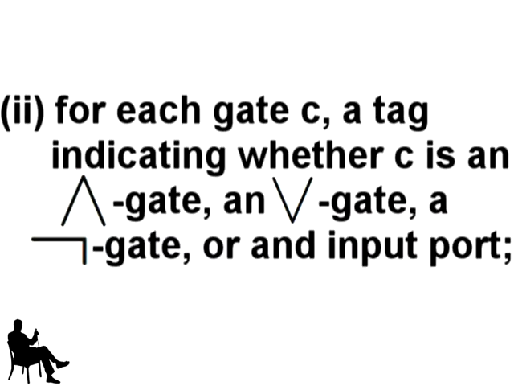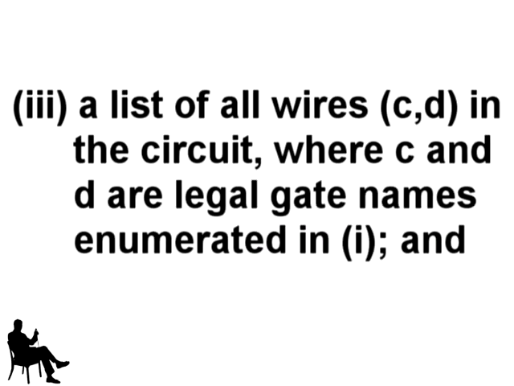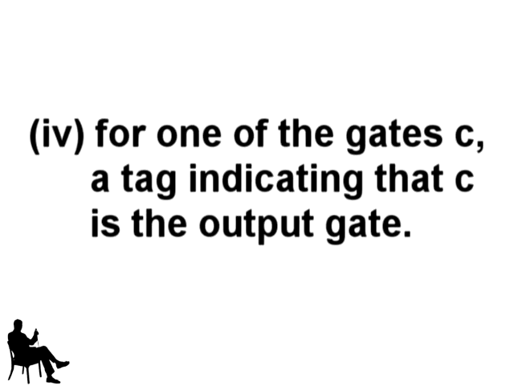For each gate C, a tag indicating whether C is an AND gate, an OR gate, a NOT gate, or an input port. A list of all wires C, D in the circuit, where C and D are legal gate names enumerated in the first step. And for one of the gates C, a tag indicating that C is the output gate.